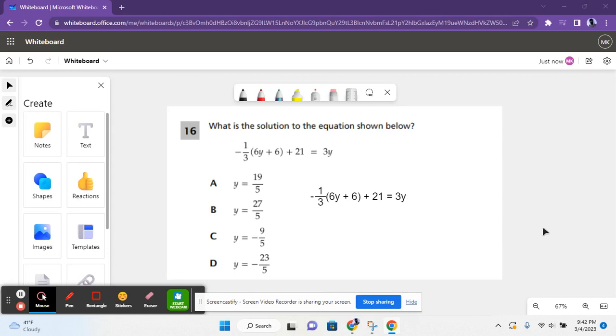Hello everyone, this is Moonlight Learning Academy, and today we are going to be doing questions 16 through 25 for the 2022 Grade 8 Mathematics Day exam.